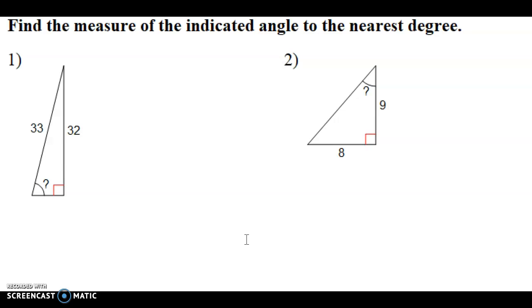So we have a side here that says 33, a side that says 32, and an angle over here that's the unknown. If we're going to do this, the first thing to do is to start labeling sides. So this is our given angle. And 32 is my opposite.